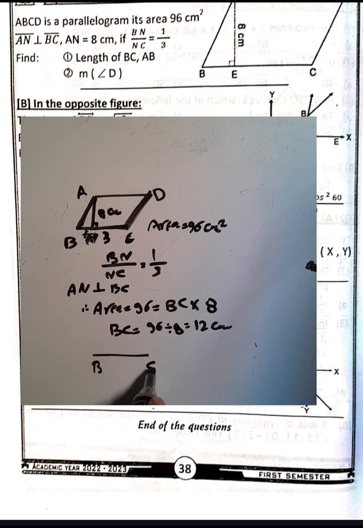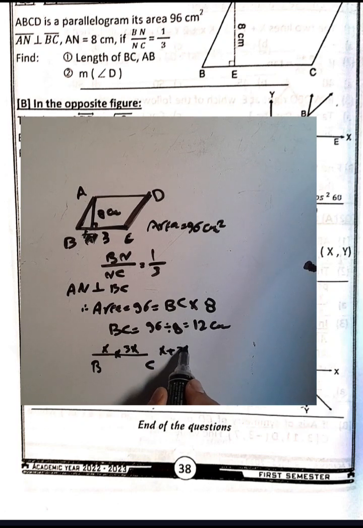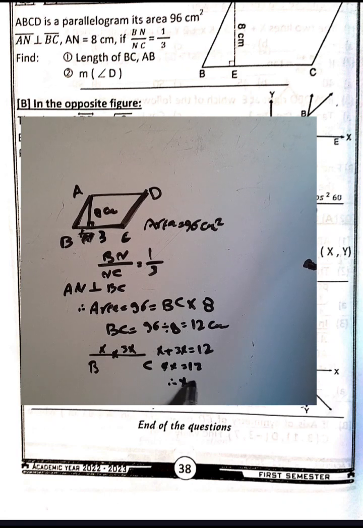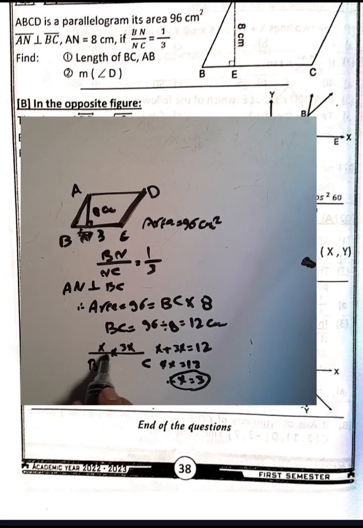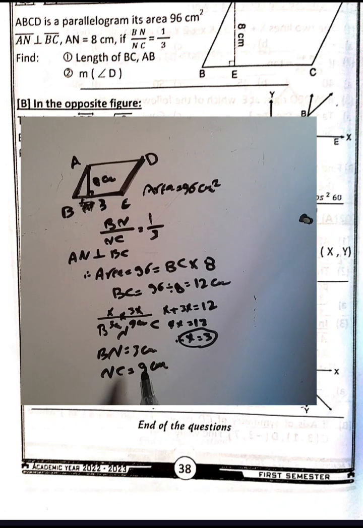BC is divided into two parts, 1 to 3. If we put here x and here 3x, then x plus 3x equals 12. Then 4x equals 12, so the value of x equals 3. Then this side length is 3 centimeters, and 3 times 3 equals 9 centimeters. Then the length of BN will be 3 centimeters, and NC was 9 centimeters.